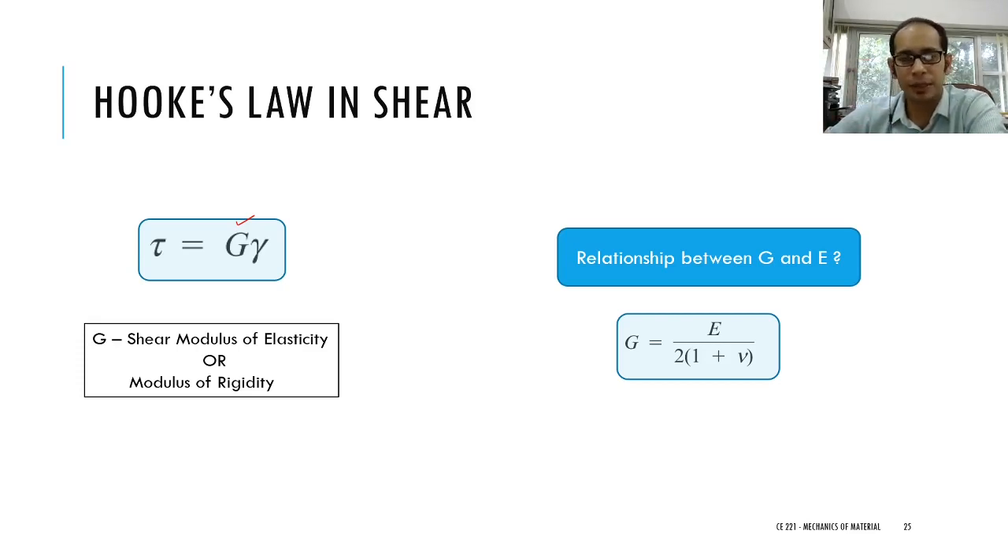Maybe we will come back to this later, but this is a relationship between the modulus of rigidity and the Young's modulus, as G equals E by 2 times 1 plus nu. Remember what nu was? Nu was nothing but the Poisson's ratio. What is Poisson's ratio? Poisson's ratio is the ratio between the lateral strain divided by the axial strain. So this is the Poisson's ratio.